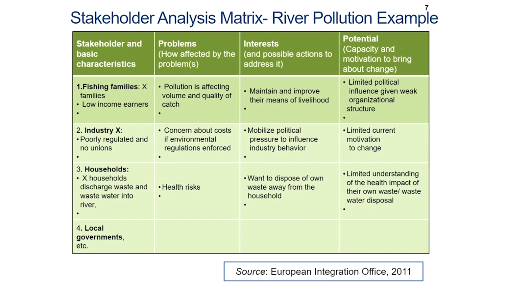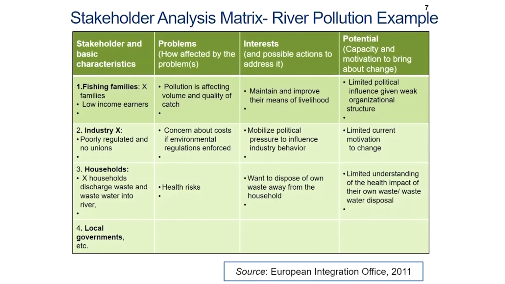Coming back to the stakeholder analysis matrix here, what you see is in the form of a matrix. There are rows and columns. In the first column, you have the basic characteristics: who are the stakeholders and what are their basic characteristics. The second column shows us the problems faced by the stakeholders, or how they are affected by the problems. The third column shows us the interests of the stakeholders concerned, and the possible actions that they can carry out to address the problems that they are facing.